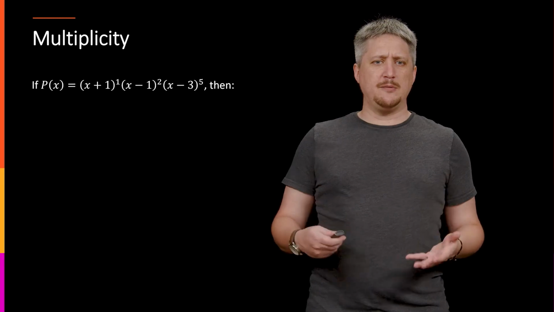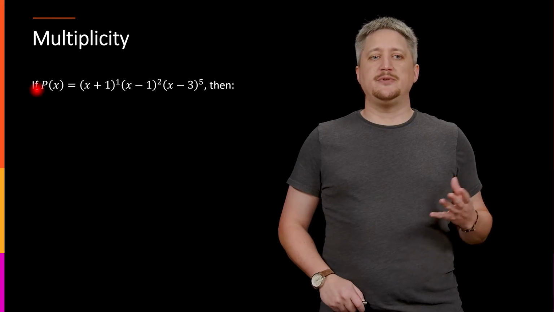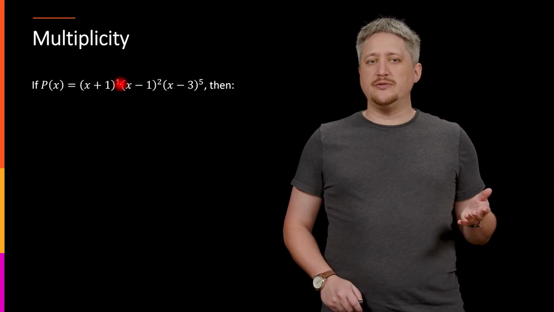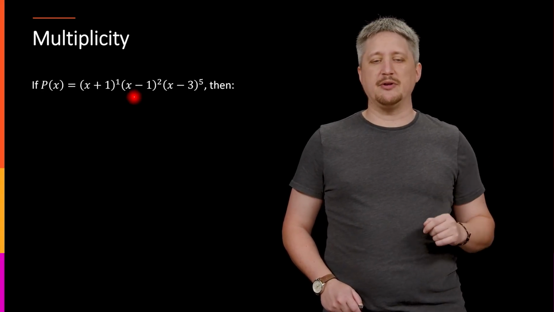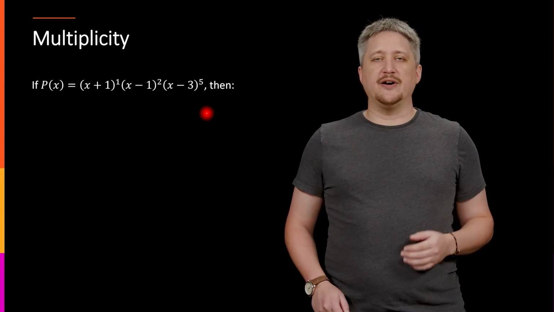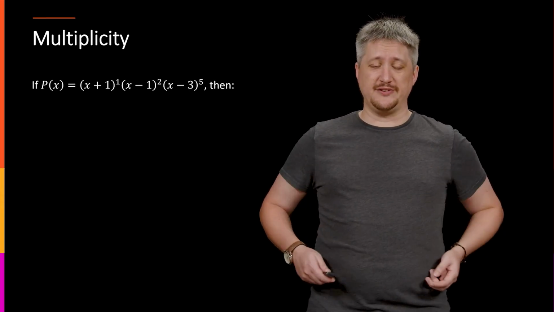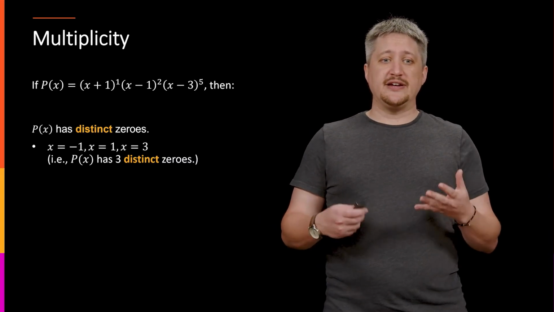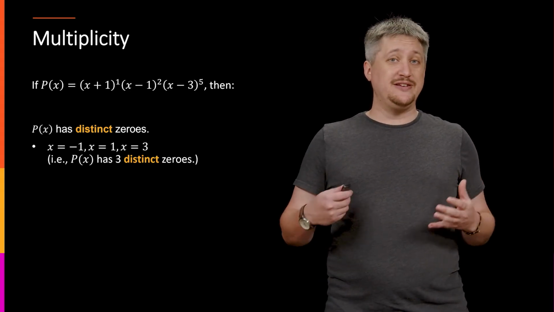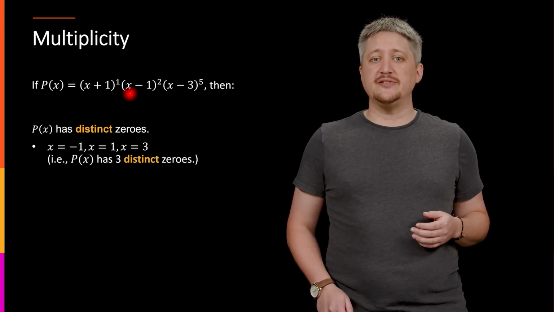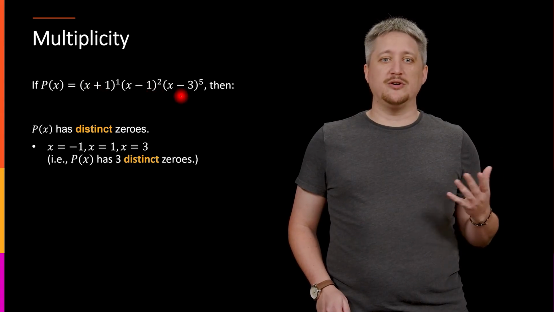All right, so what do we mean by multiplicity? The easiest way to do this is to see an example. So let's say we have some p of x, we factored it, we have (x + 1)^1. You don't usually have to write the 1, but I'm doing that to make it easier to see what's happening. (x - 1)^2, (x - 3)^5, okay? Then there's two ways of talking about the zeros: distinct zeros and zeros with multiplicity. The distinct zeros are x equals negative 1, x equals 1, and x equals 3. So there's three distinct zeros, right? And we get those by setting each of these things equal to 0 and solving.